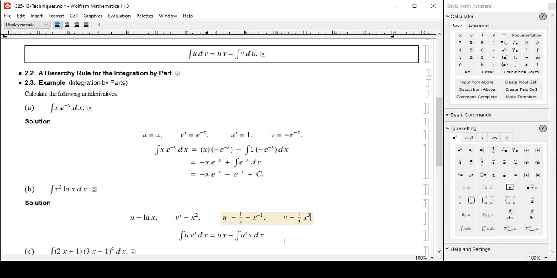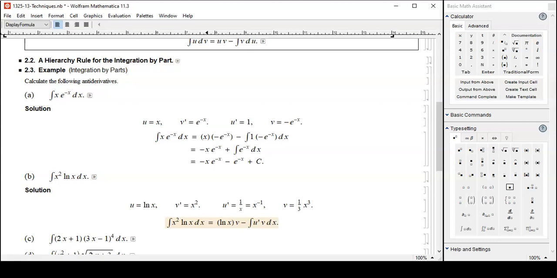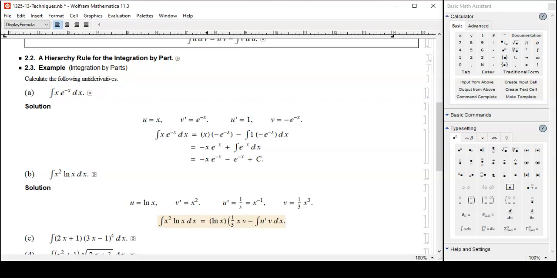Okay, all right. Let's put everything into this integration by parts formula. u is log of x and v prime is x squared. So we have the integral of x squared log of x. u times v, where u is log and v is 1/3 x cubed. So log of x times 1/3 x cubed.